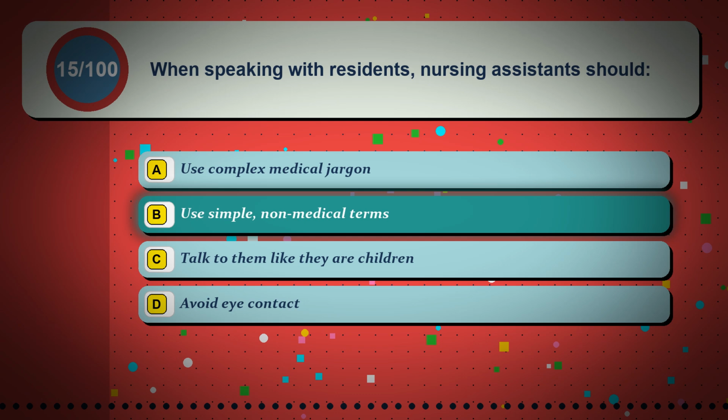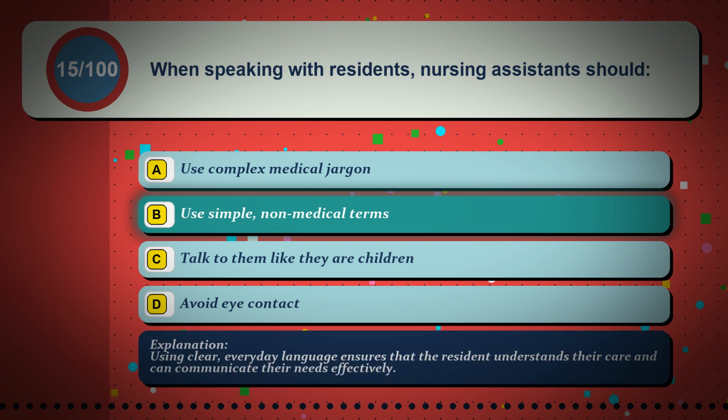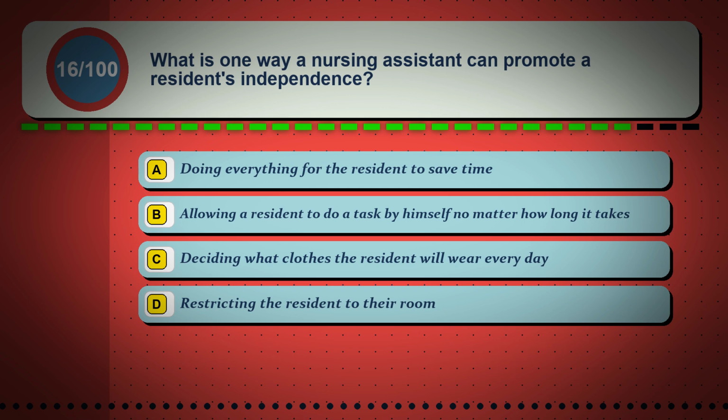The correct answer is option B. Use simple, non-medical terms. Using clear, everyday language ensures that the resident understands their care and can communicate their needs effectively. Question 16. What is one way a nursing assistant can promote a resident's independence?